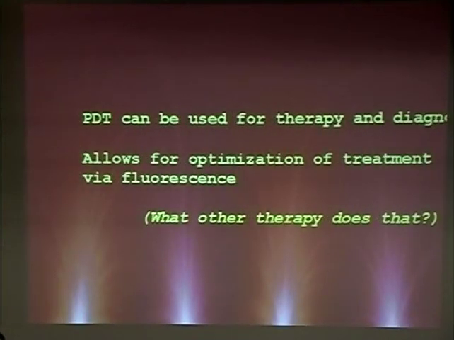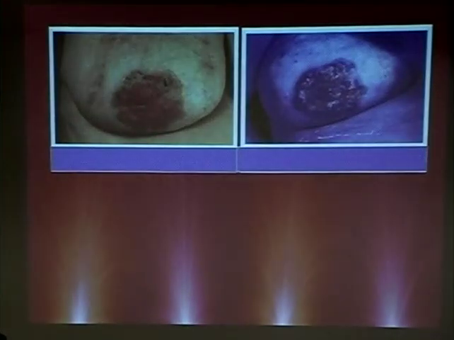So PDT can be used not only for therapy, but for diagnosis as well. That's on the other side of the light source. So what other type of therapy can tell you whether you're having successful treatment during it? And this is just an example about how you can fluoresce tumors and understand where these tumors are, and might find other areas which you might not have seen or not appreciated as well under regular light. So photodynamic therapy and photodiagnosis work hand in hand to produce what could be an excellent cancer treatment.